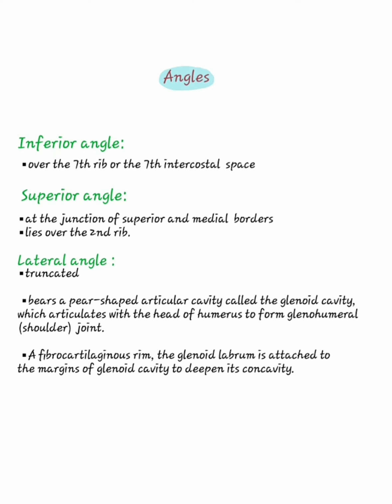Angles, three angles: inferior angle, superior angle, lateral angle. Inferior angle lies over the 7th rib or 7th intercostal space. We know that scapula is present against the 2nd to 7th ribs, so the inferior angle lies over the 7th rib or 7th intercostal space. Superior angle lies over the 2nd rib. It is present at the junction of superior and medial borders.